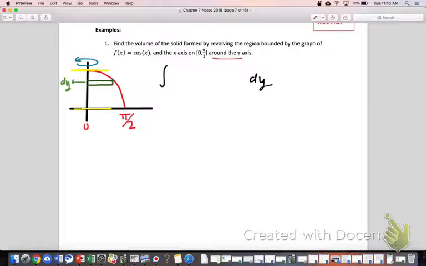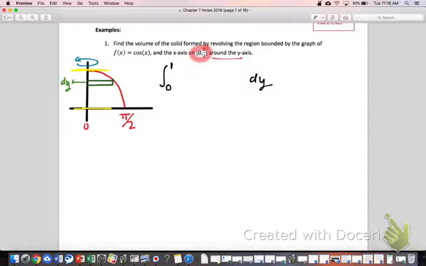And where does it stop? 0 to 1. The temptation would be to use that 0 to pi over 2 automatically. Those are x coordinates, right? And this is going to be in terms of y, so we're going to be using y coordinates for our limits of integration. So these are the big takeaways.